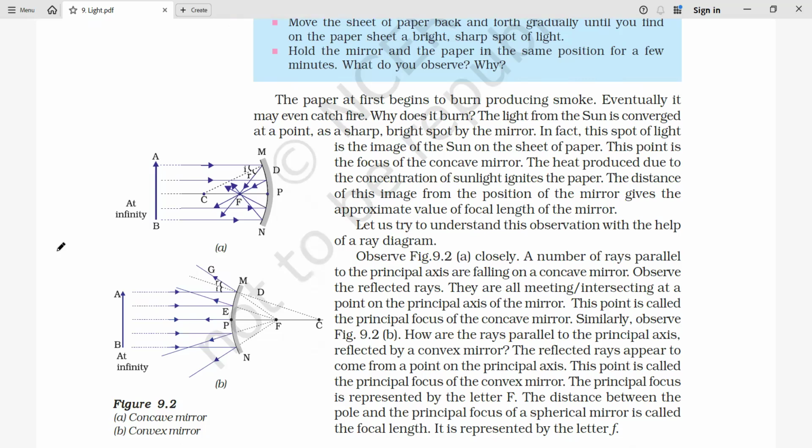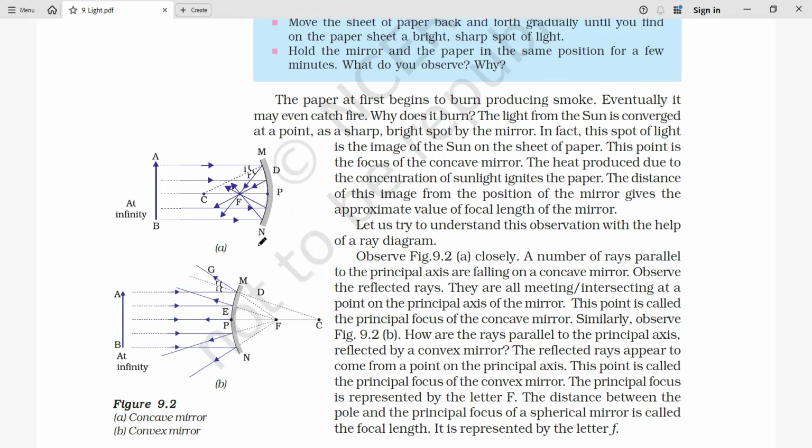So since क्या हो रहा है वहां पर concentration of light हो रहा है. So due to that, the substance is able to reach the ignition temperature. Okay. So what is ignition temperature? The minimum temperature that is required.